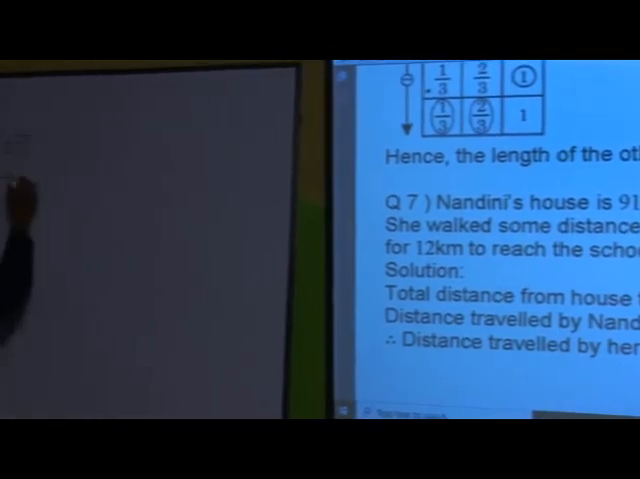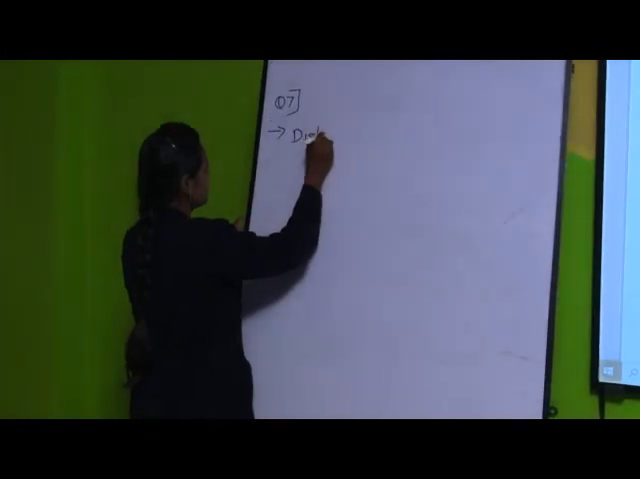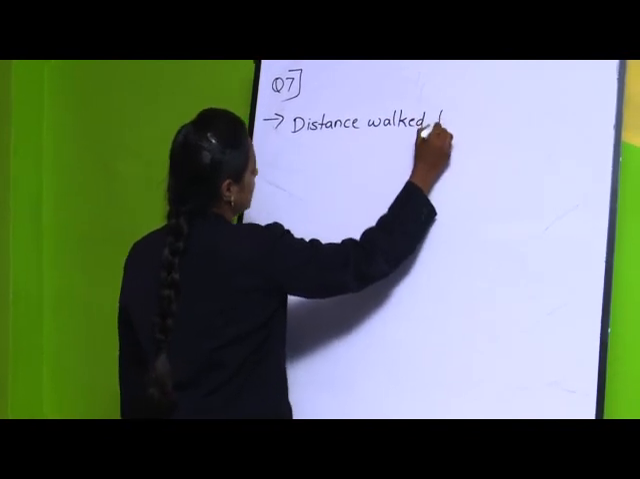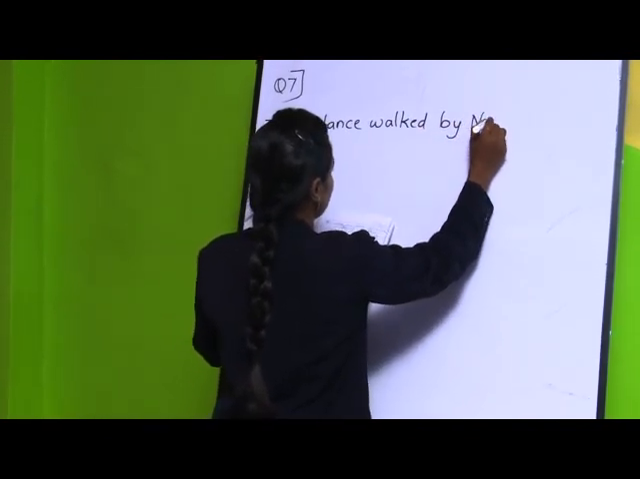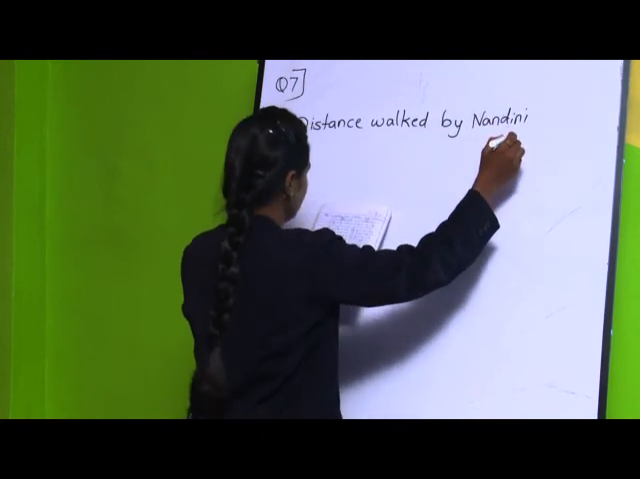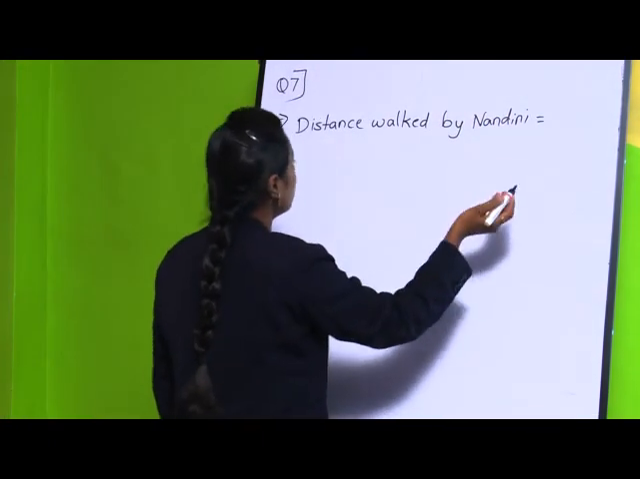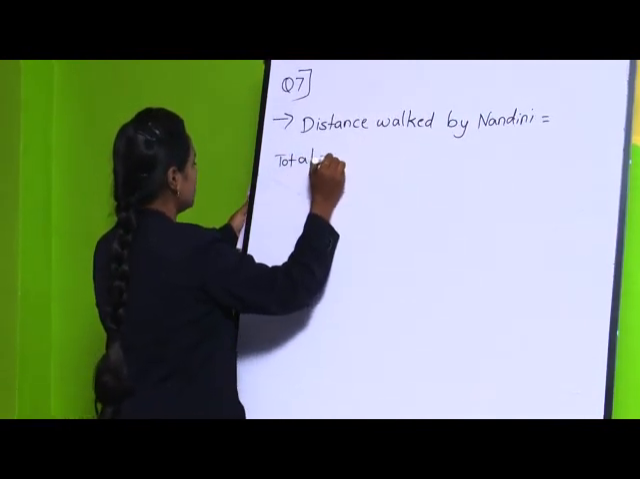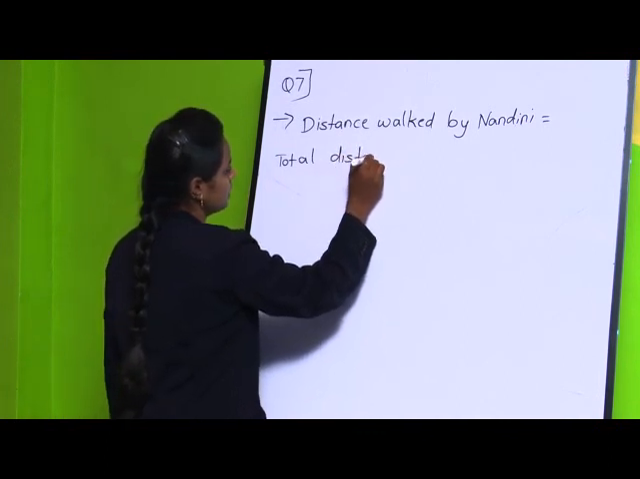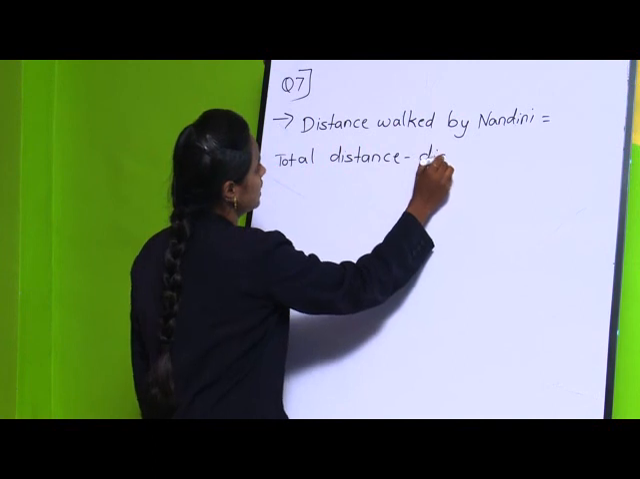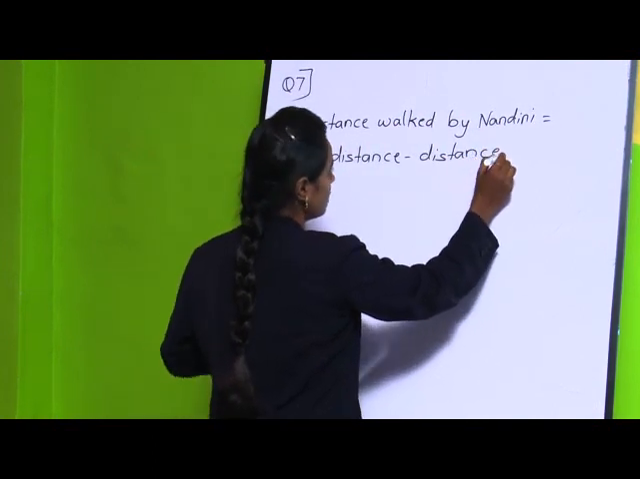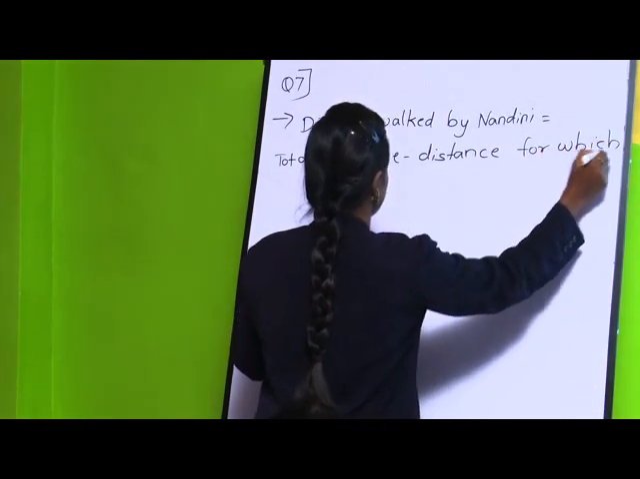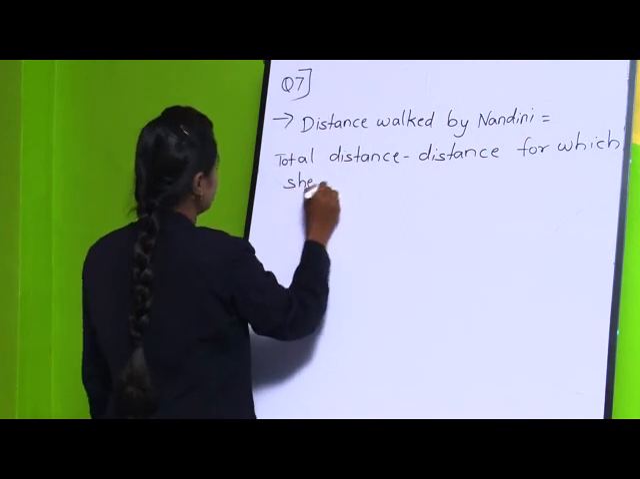See now, solution. Distance walked by Nandini. How much distance is it? We need to find. So, distance walked by Nandini is equal to total distance minus distance for which she took the bus.